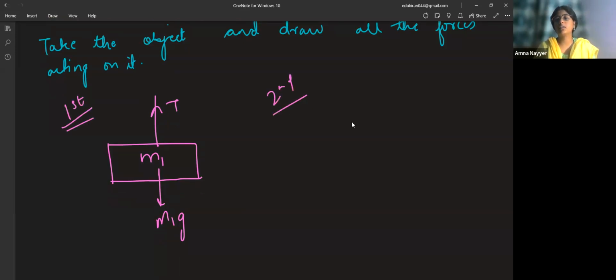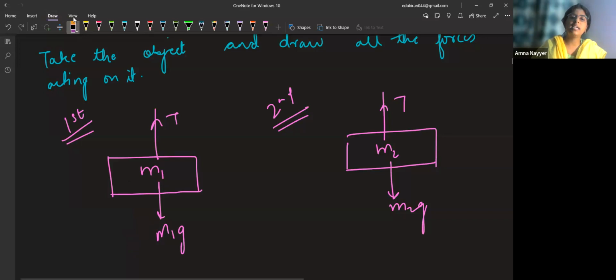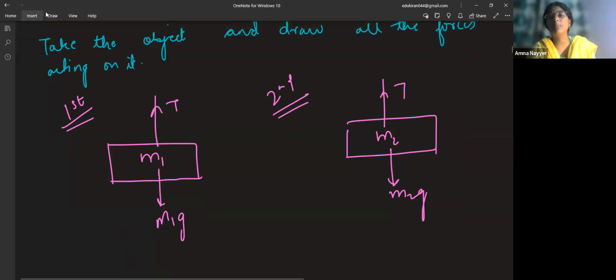Regarding the second block, this is M2. Tension was acting here, and M2g was acting. Like this, we draw the FBD. You just take the object and draw all the forces acting on it as if no other object exists in your system. Even if another object is exerting a force on this, draw that force, but do not draw the source of the force. This is the concept of the pulley mass system. So you just have to make the equations like this.